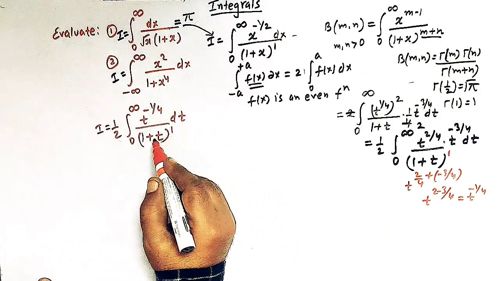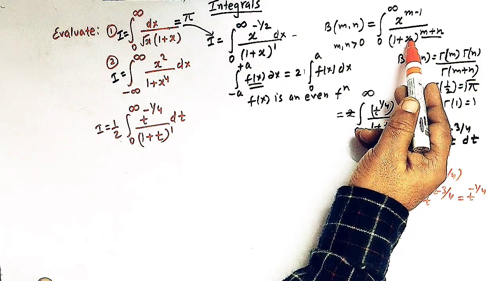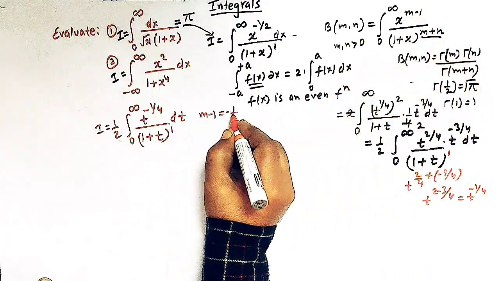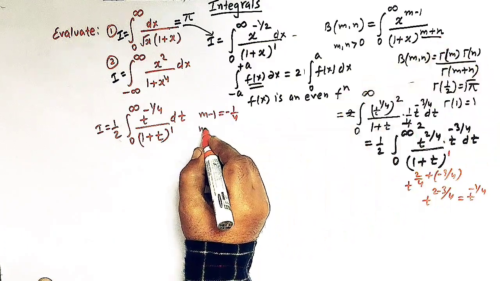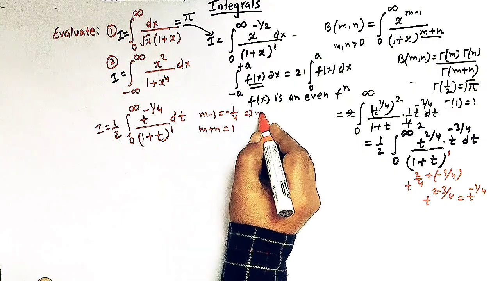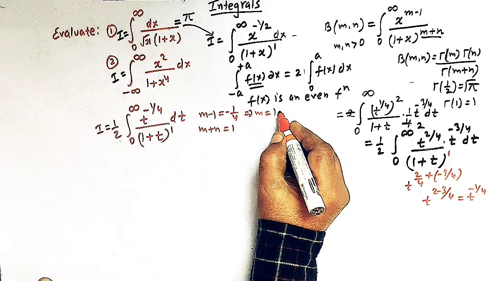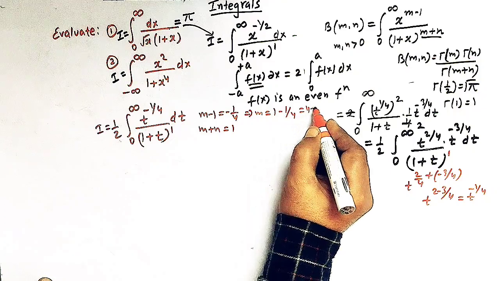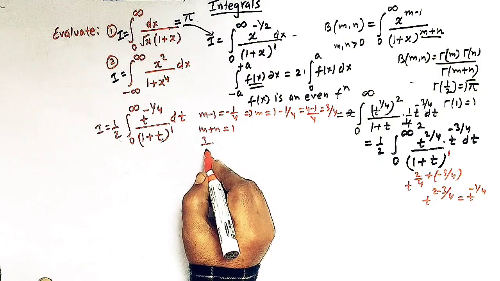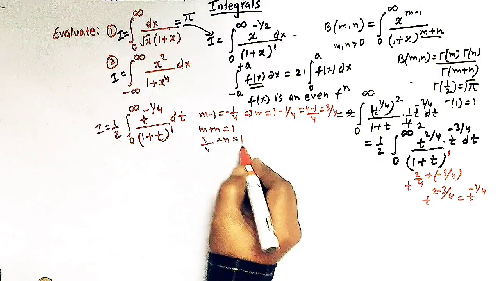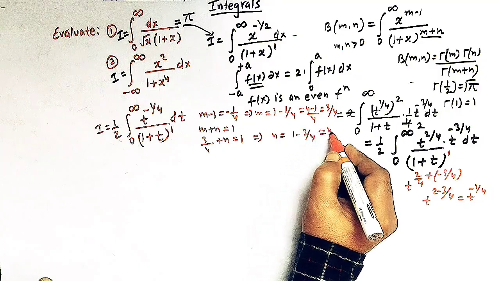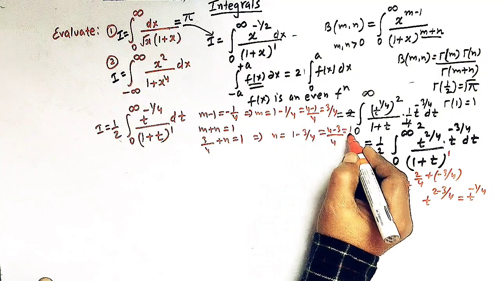So now if we compare this integral with this one, then m minus 1 can be taken as minus 1 over 4, and m plus n can be taken as 1. So from here m can be obtained as 1 minus 1 over 4. So this is 4 minus 1 over 4, that is 3 over 4. Now from here we have 3 over 4 plus n is equal to 1. So n is 1 minus 3 by 4, that is 4 minus 3 over 4, that is 1 over 4.